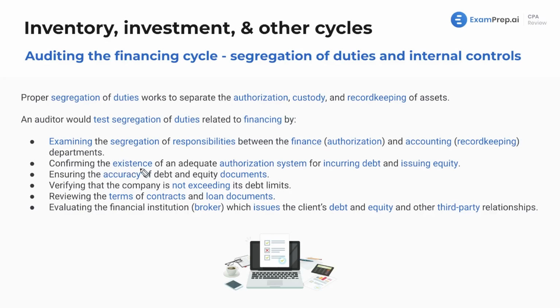We want to confirm the existence of an adequate authorization system for incurring debt and issuing equity, making sure that's obviously properly authorized. Ensuring the accuracy of debt and equity documents. There should be a document for every step along the way. Make sure you understand those. Verifying that the company is not exceeding its debt limits. That could be a concern.